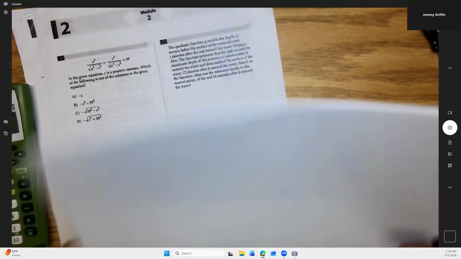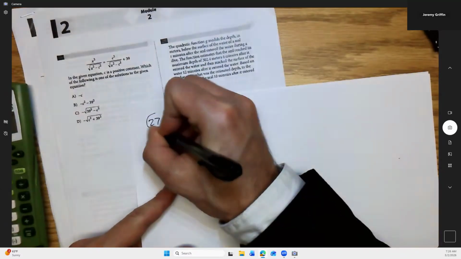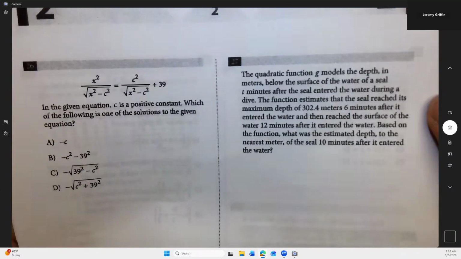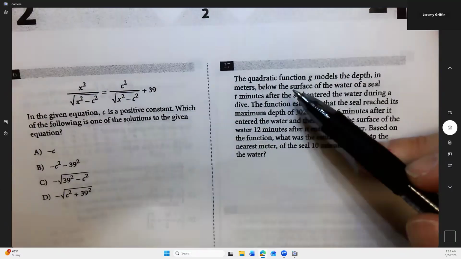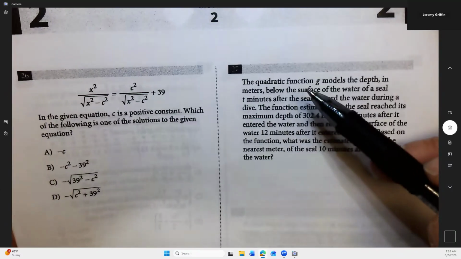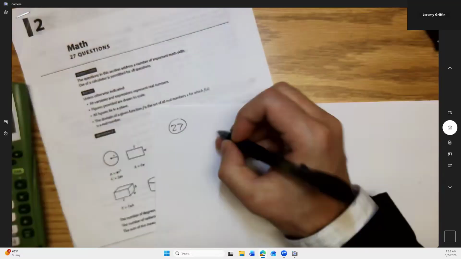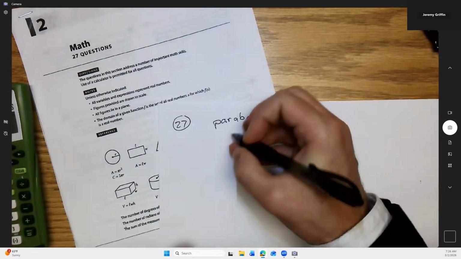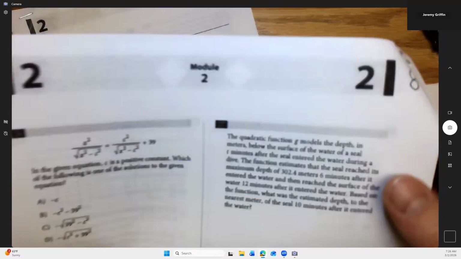All right, last question, 27. Ooh, this one's a fun one. We got, here, pull this up. See, it's better. Okay. We got a quadratic function. They tell you right off the bat it's quadratic. So think parabola. Quadratic means parabola. I'm going to write that down. We need a parabola. We're just going to take the form, well, actually, let's read the question second.